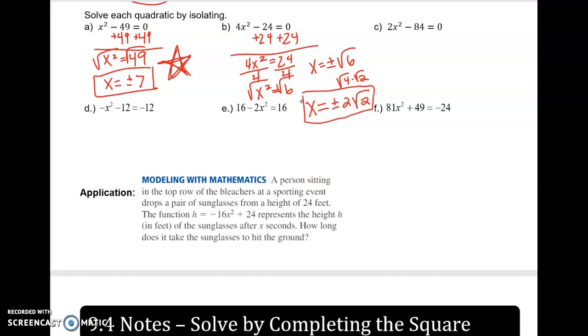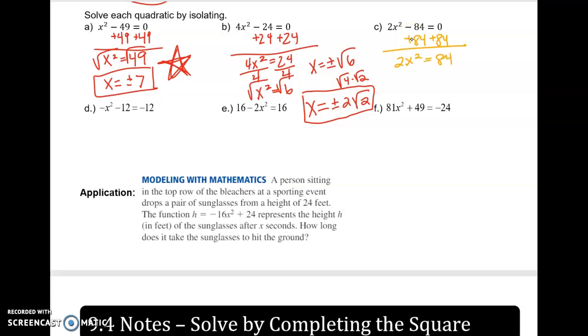So B is x is equal to plus or minus 2 root 2. Change colors here. Let's look at C. Once again, move 84 to the other side. Move negative 84 to the other side, so it becomes positive 84.